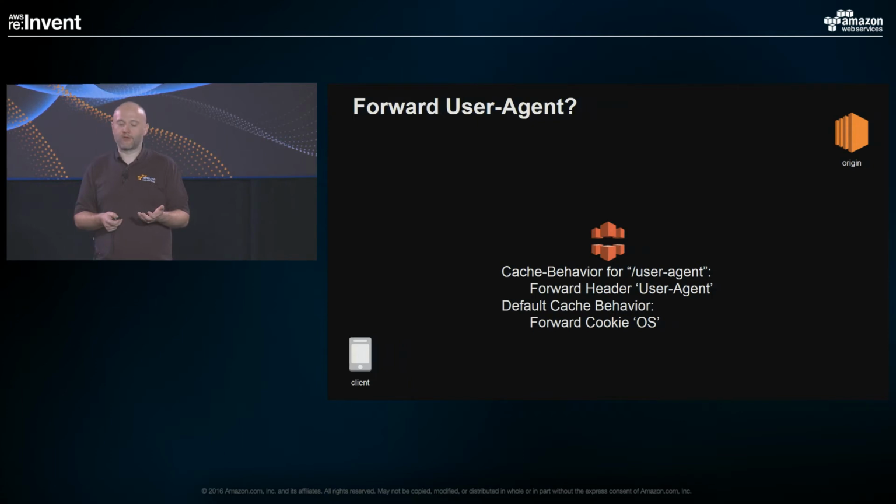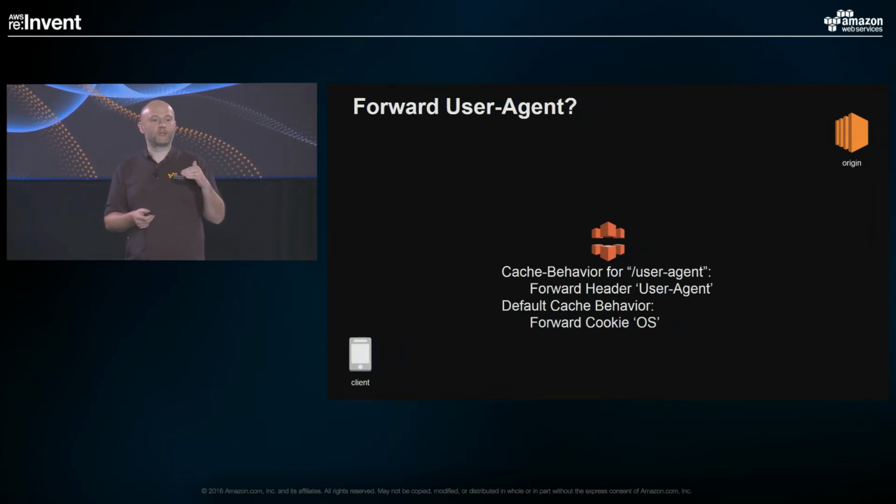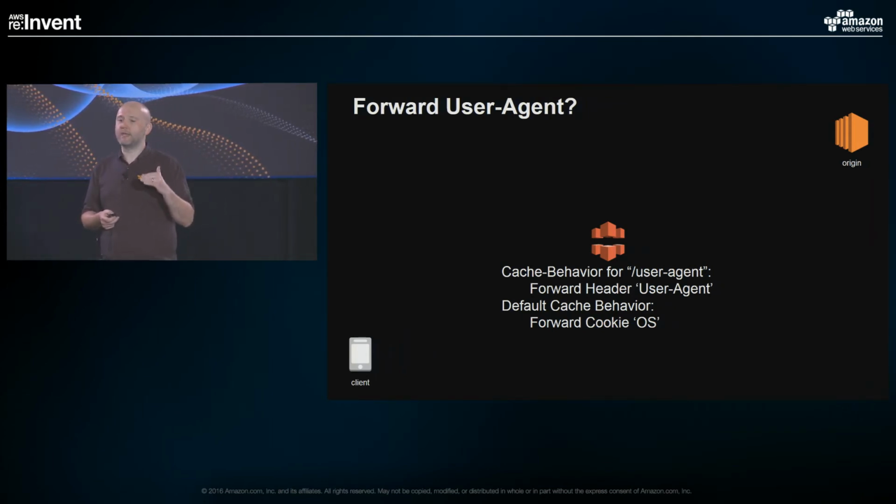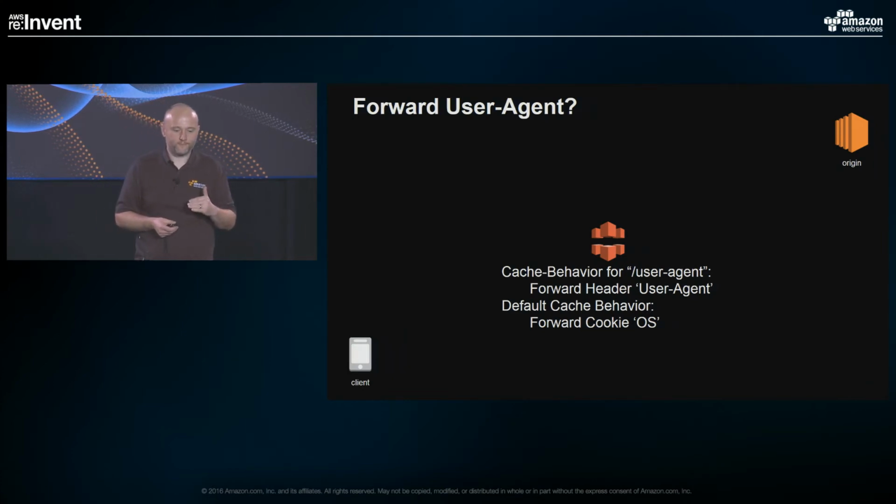So the way I did this configuration is using cache behaviors in CloudFront. And I've specified for a user agent URL to forward the header user agent, but then for the rest of the website, just forward the cookie OS. So this helps to maintain the cache hit ratio as high as possible, but I'm getting the information in the server that I need and require to do that.